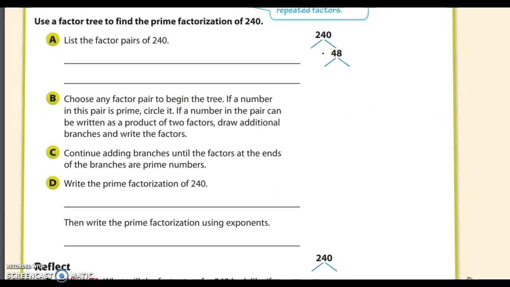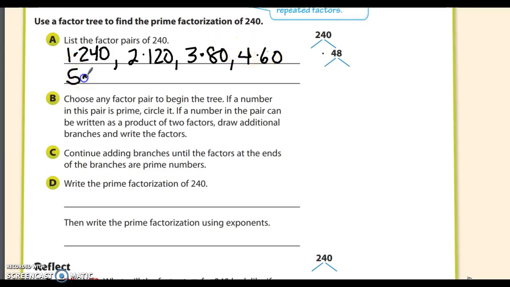A says, or the directions say, use a factor tree to find the prime factorization of 240. A says, list the factor pairs of 240. I'm going to help you with this because they get really kind of obnoxious. Like, for example, the first pair would be 1 times 240. We can't use that fact on a factor pair. Or we could do 2 times 120. Or we could do 3 times 80. 3 times 8 is 24, so therefore 3 times 80 is 240. Or we could do 4 times 60, because 4 times 6 is 24.